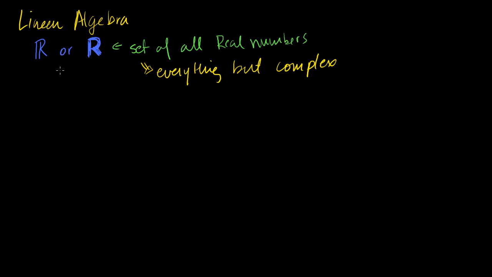So pi is a real number. e is a real number. Square root of 2 is a real number. 3 is a real number. Minus 3 is a real number. Minus pi is a real number. But 1 plus 2i, not a real number. Not in the set of reals. That's a complex number. So everything but complex. So pretty much all regular numbers that you ever dealt with before you learned what i was. That's the set of real numbers.